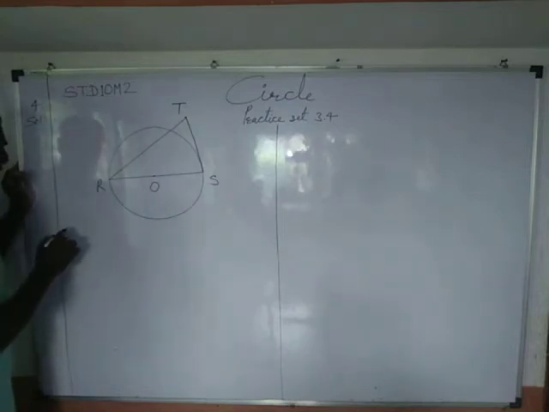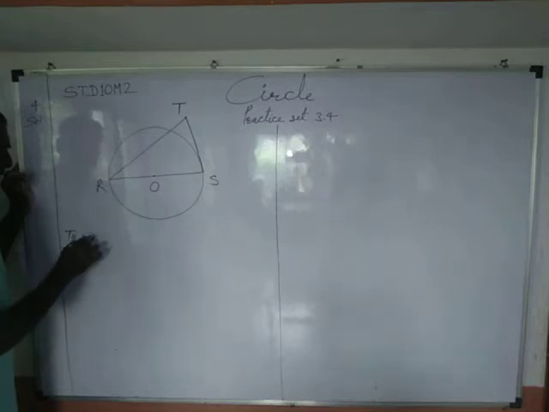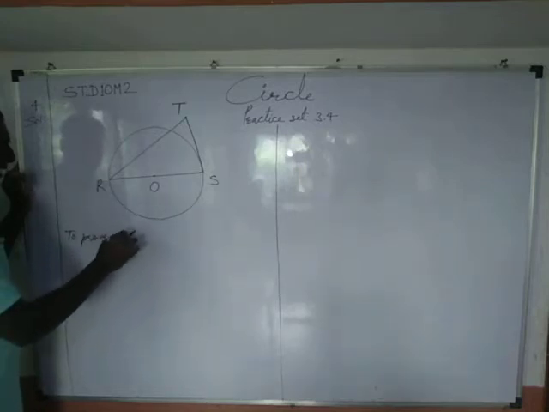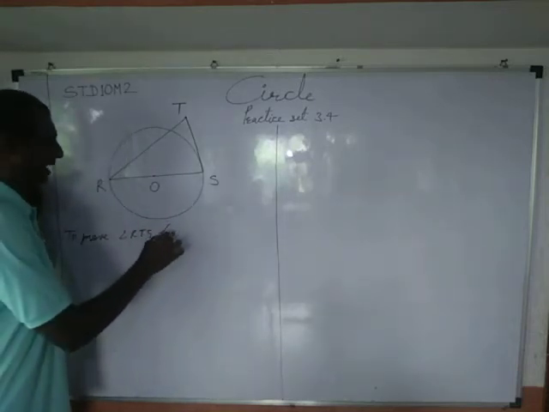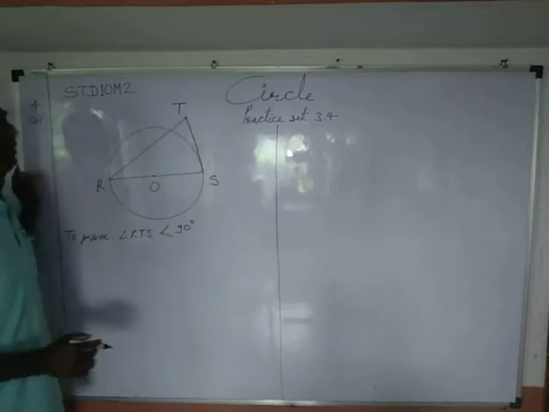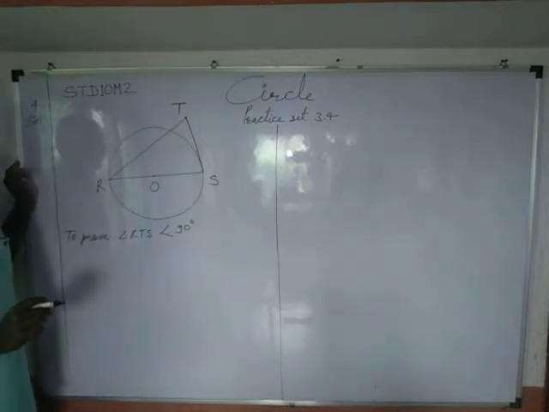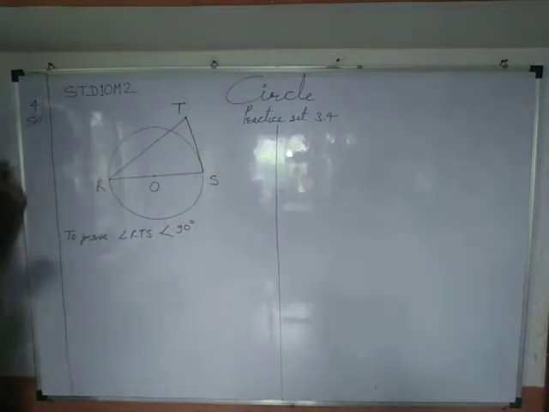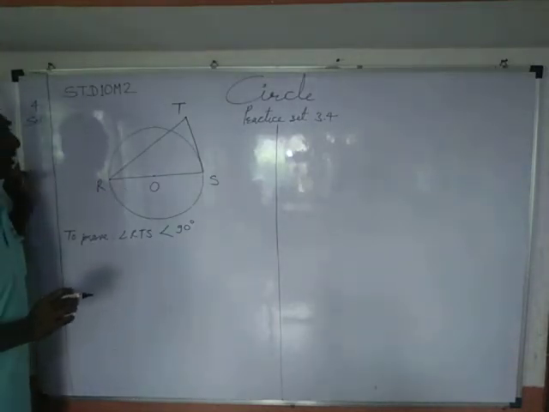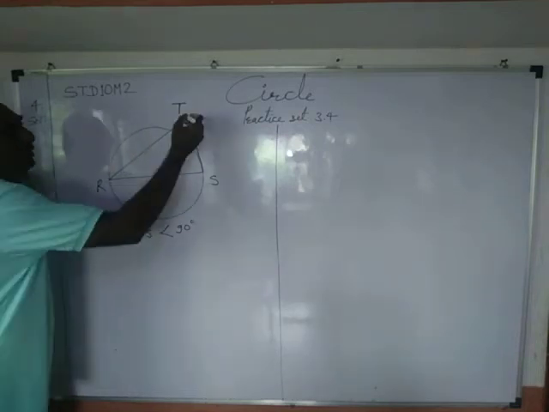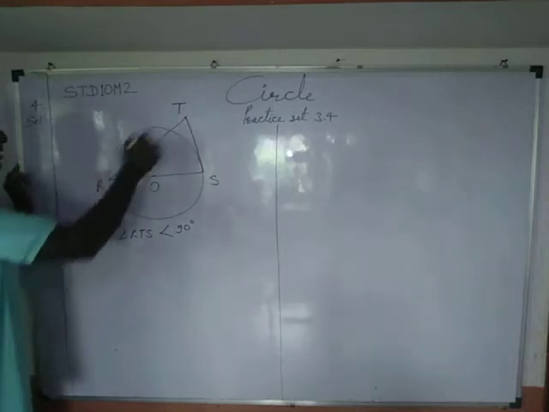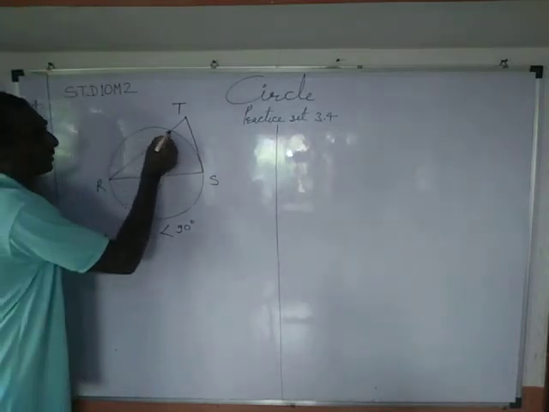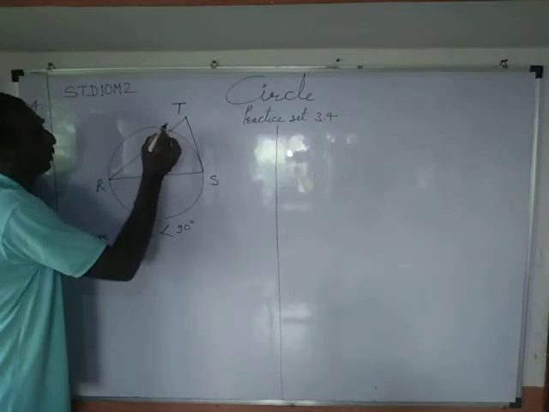Let me mention what to prove here. To prove: angle RTS is an acute angle, means angle RTS is less than 90 degrees. That we are interested to prove. Question 4 solution. If you observe carefully, T is in the exterior of the circle and RT intersects the circle in a point. Let that point be point P.